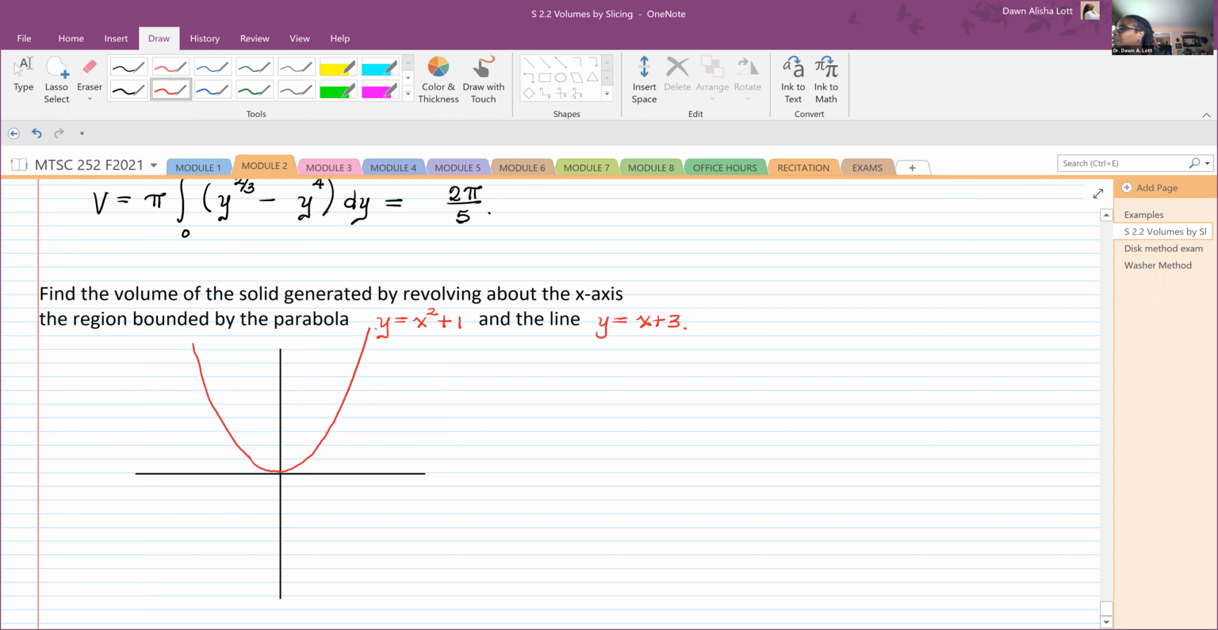Okay. And then he drew this line going through, so he got something like that.